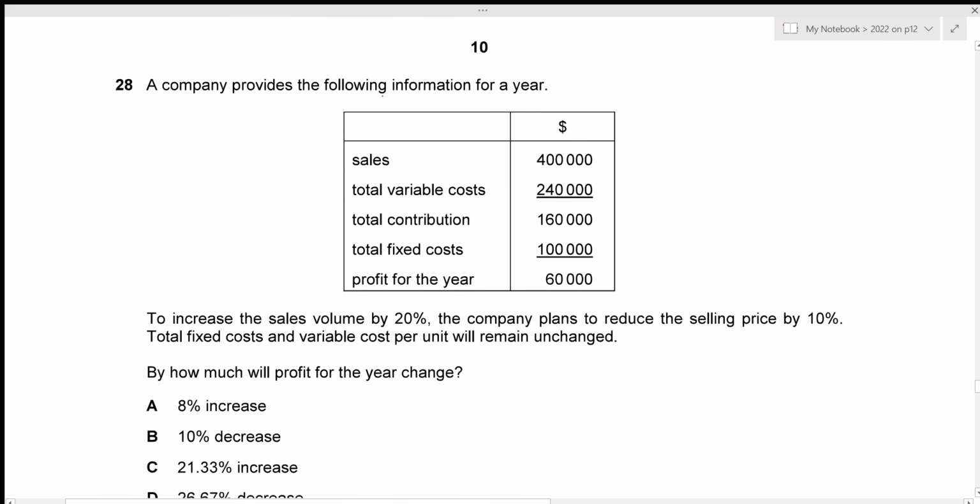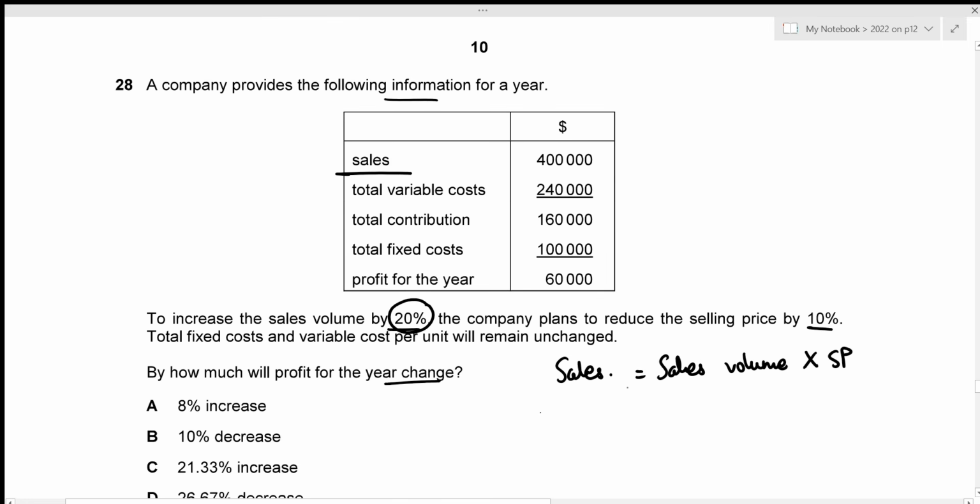A company provides the following information for a year. We're given the sales, total variable cost, total fixed cost. Then, to increase the sales volume by 20%, the company plans to reduce the selling price by 10%. Total fixed cost and variable cost per unit will remain unchanged. Now we need to figure out by how much will the profit for the year change. Okay. The thing to remember here is that the total sales, which is this amount, is basically the product of sales volume and the selling price, right? And we are told that the sales volume is to be increased by 20%.